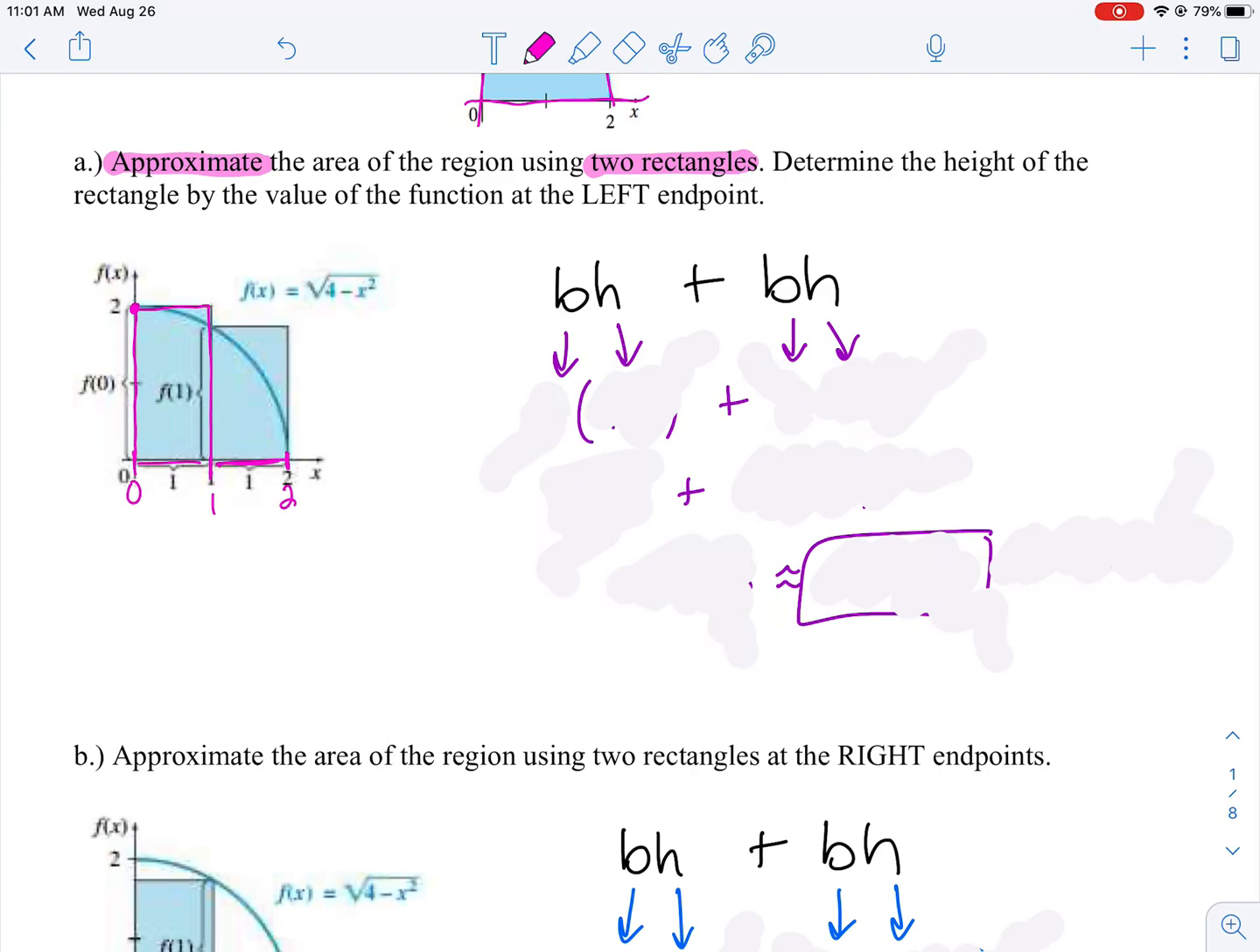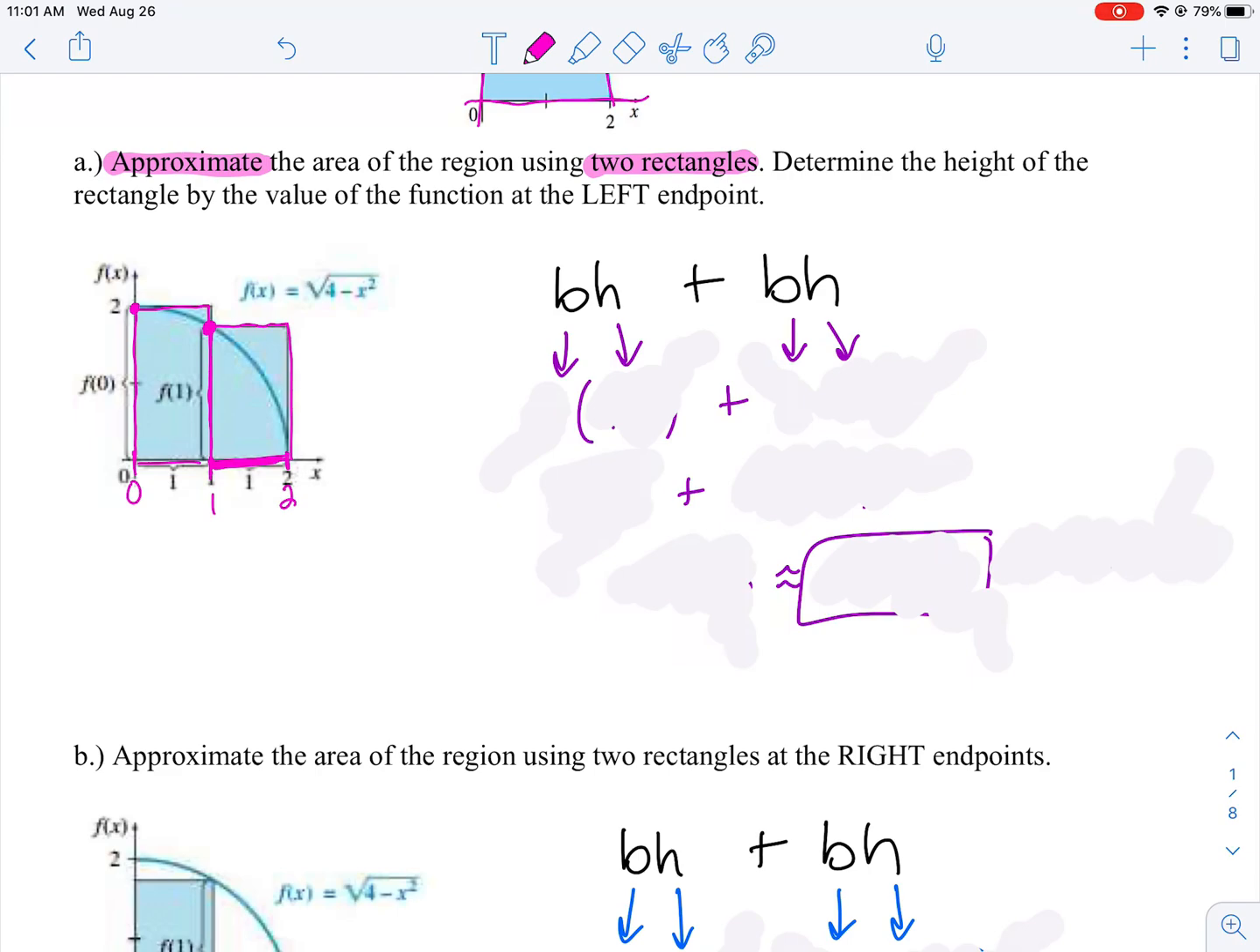So in my next rectangle, if I know my rectangle is going to be here, then I'm going to start at the left side, I'm going to follow it up to my function and over, and that's going to be the height of my second rectangle. So I'm using the left endpoint of each rectangle so I can find the height.